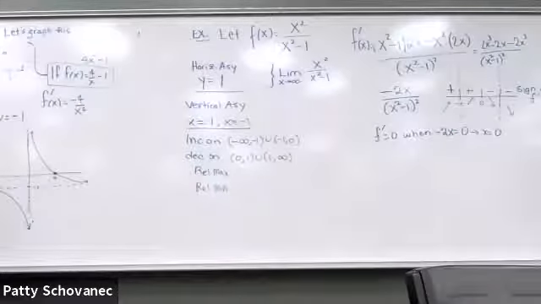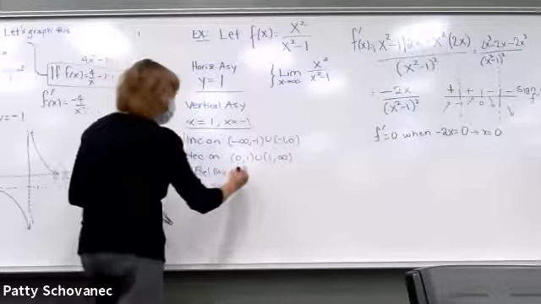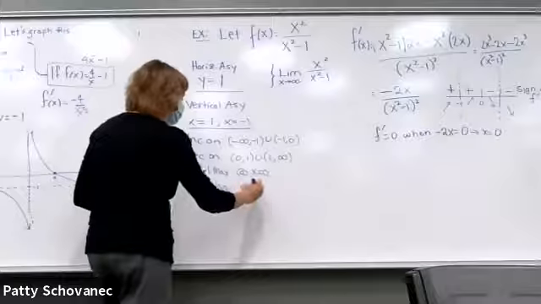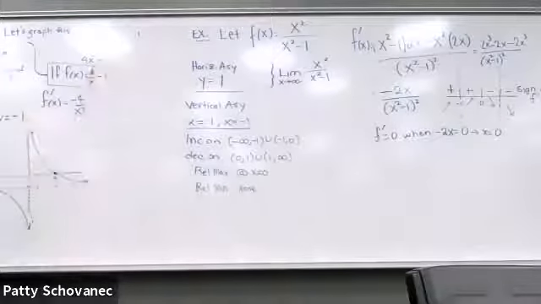Our critical number was at x is 0. Is it a relative extreme value? Which one is it, a max or a min? It is a max, comes up and then down around that 0. We don't have a relative min. That's probably enough to get the graph. We probably don't need to check the concavity.